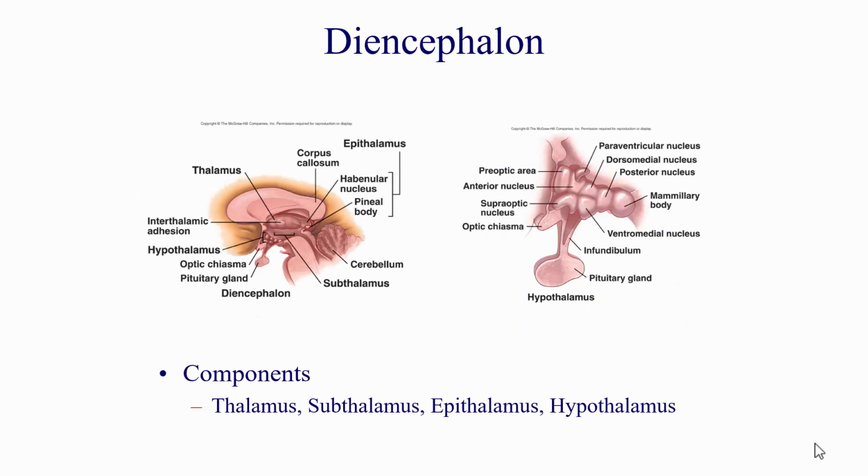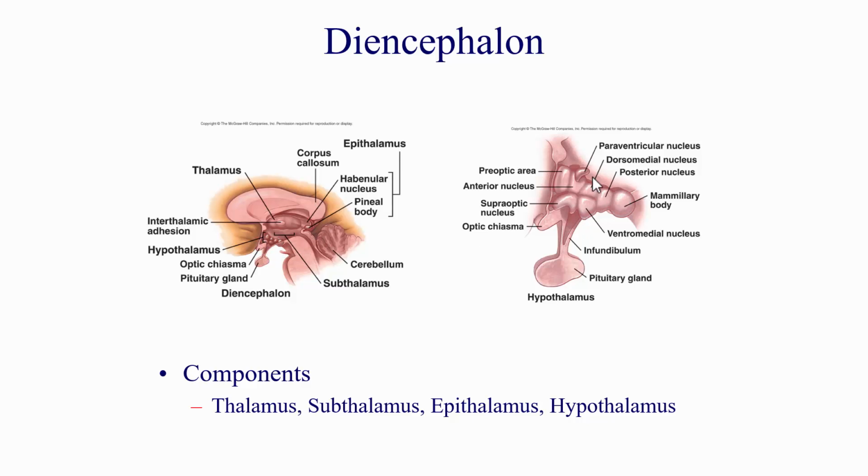Next is the diencephalon. And the components of the diencephalon include the thalamus, the subthalamus, the epithalamus, and the hypothalamus. So right here, this large thing is the thalamus. And again, what connects the two thalamic bodies is this interthalamic adhesion, which is right there. The subthalamus, obviously, is going to be right under the thalamus. Epi means above, so here is the epithalamus. And as we come around to the end of the epithalamus, that's where we see the pineal body. We also have within that epithalamus the habenular nucleus. And then we have the hypothalamus. So here's the subthalamus. Below that is the hypothalamus.